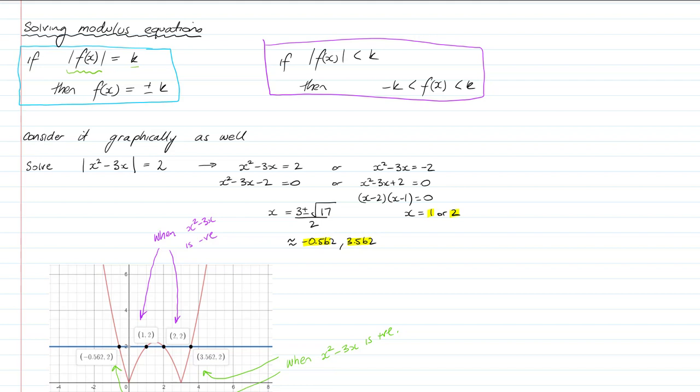Of course there's an opposite to that. If it's greater than k, then f of x is outside of that domain. It's less than negative k or greater than k. That's what we're dealing with there. So let's consider it graphically as well.